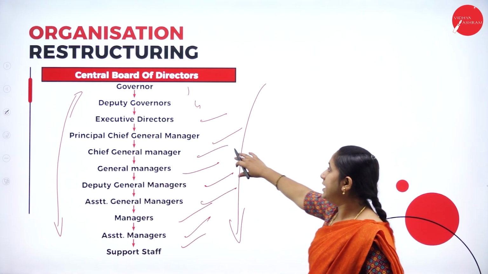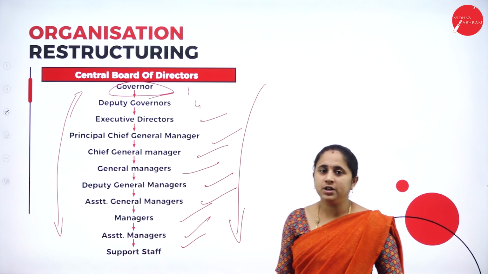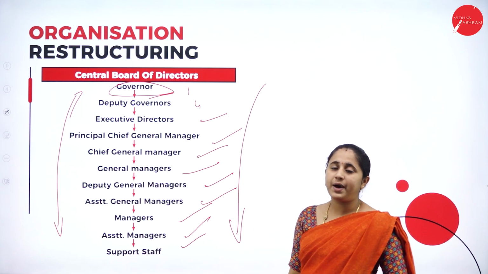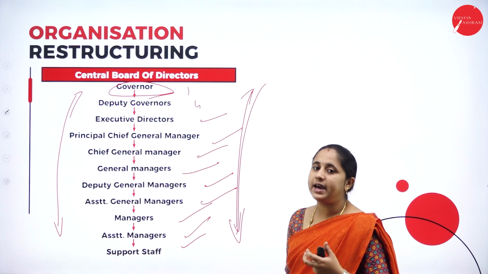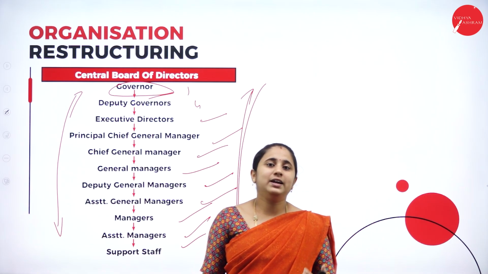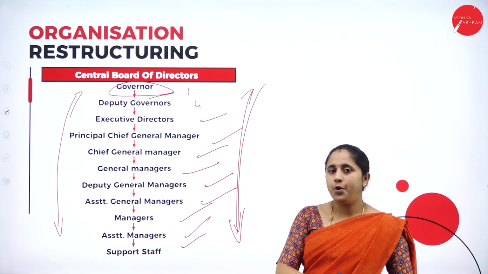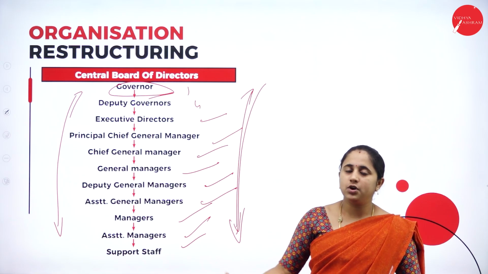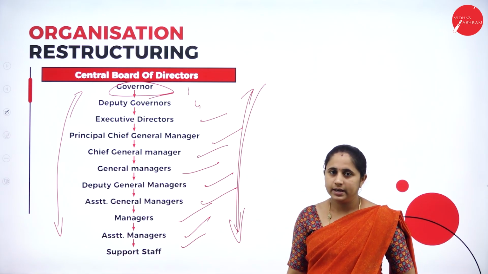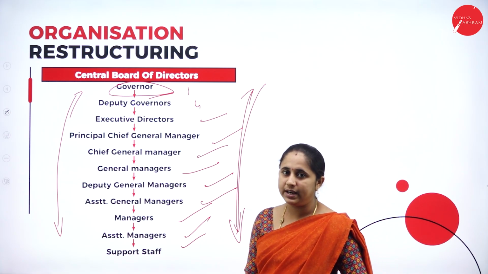So they make decisions. The governor makes decisions in accordance with the Reserve Bank of India Act, considering all the directors' opinions. With this structure, they make decisions, policies and regulations in order to control, print and supply money to the economy. So this is the organization structure of RBI.